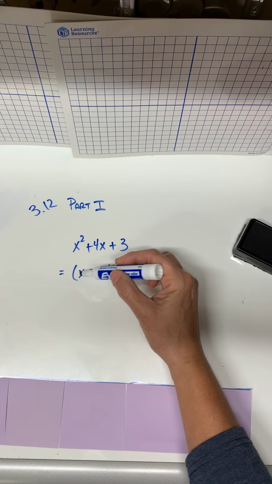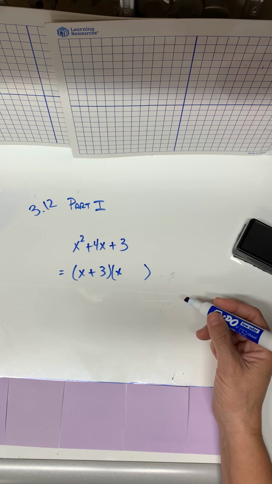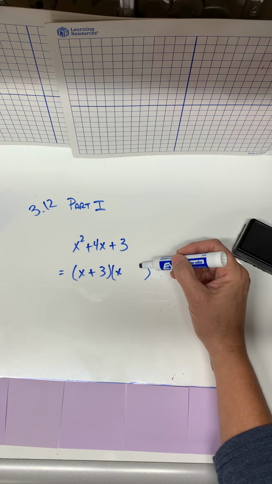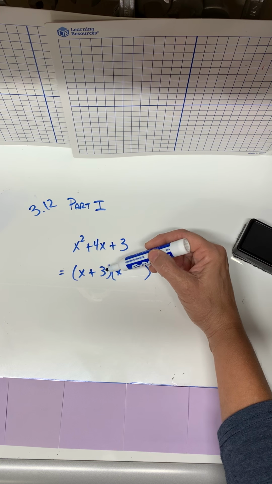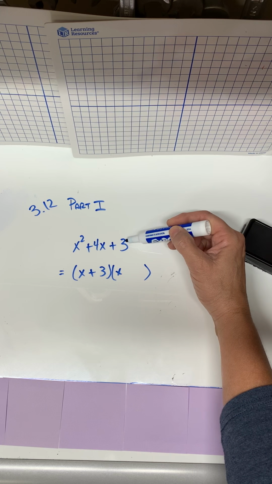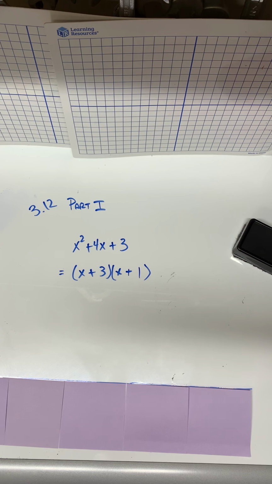Well, the first part's easy because this has to be an x, because x times x is x squared. The second part, I can do a backwards question here. 3 times what will give me that original 3? It would have to be a positive 1. And so that's what my answer would be. That's all we're doing on question 1, filling in that second set of parentheses. Question number 2 is the same way, and I think you should be able to get those ones pretty easily.